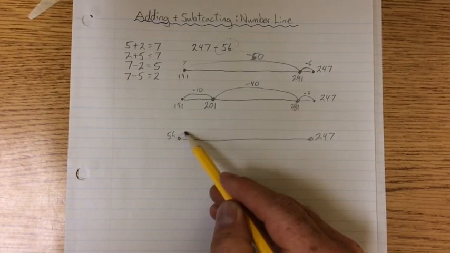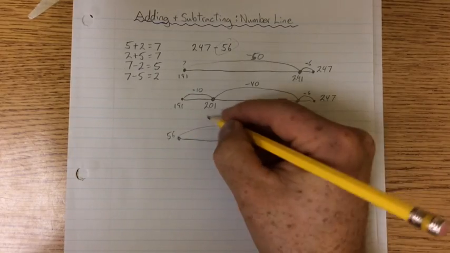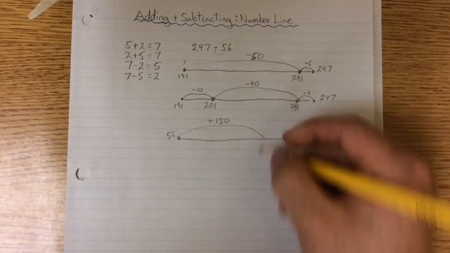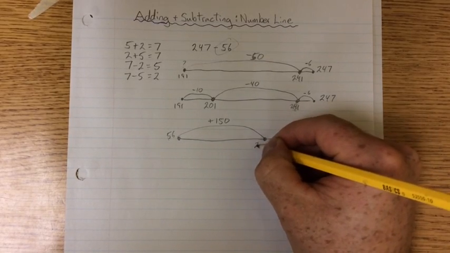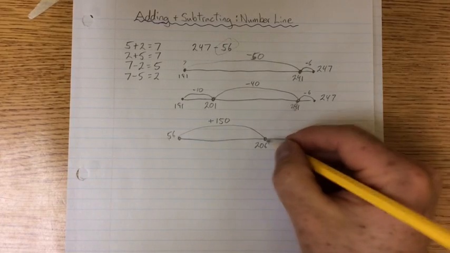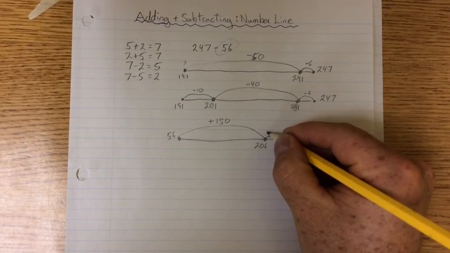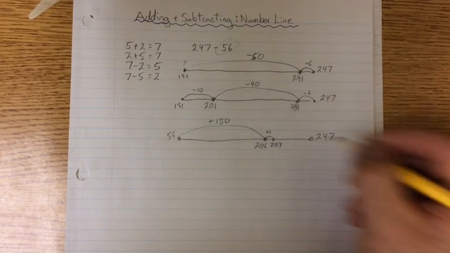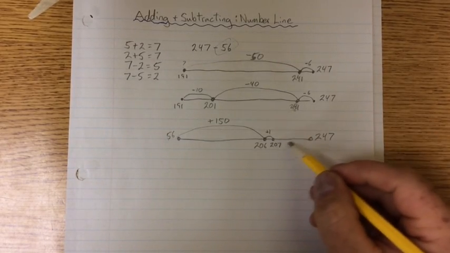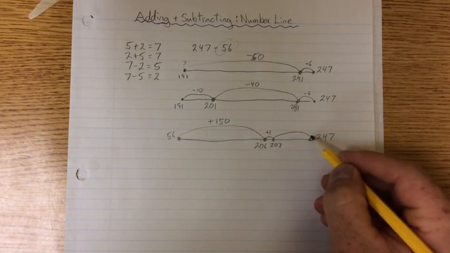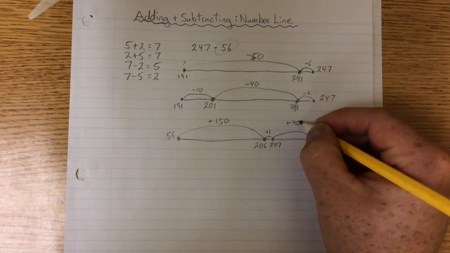So I'm just going to do that right now. I'm just going to jump up and I'm going to say plus 150. And what does that give me? That'll give me 206. Well, if I'm at 206 and I add 1, that'll give me 207. Now from 207, how do I get up to 247? I just add 40 more. Plus 40.